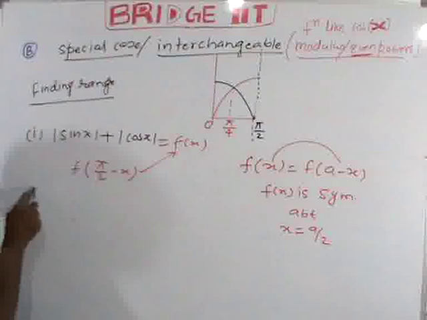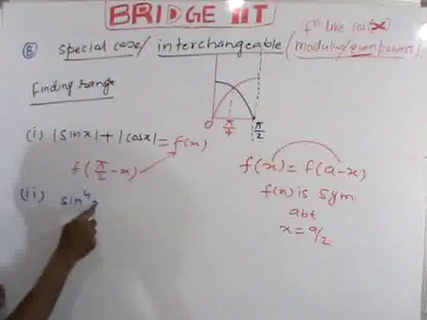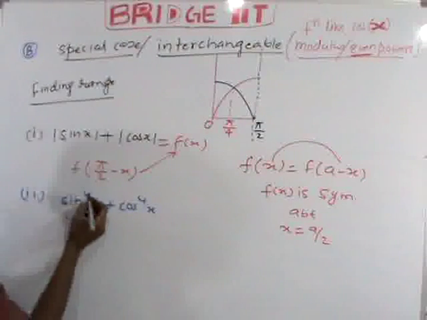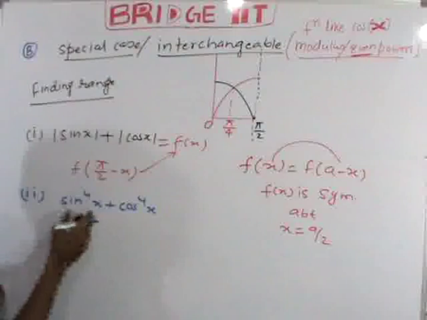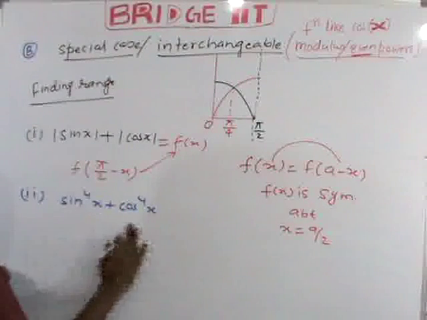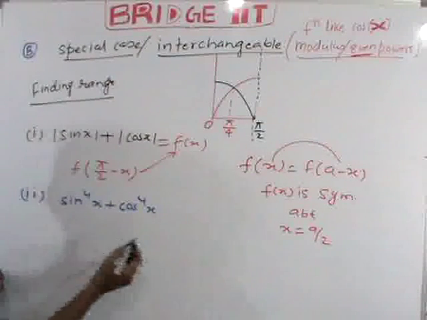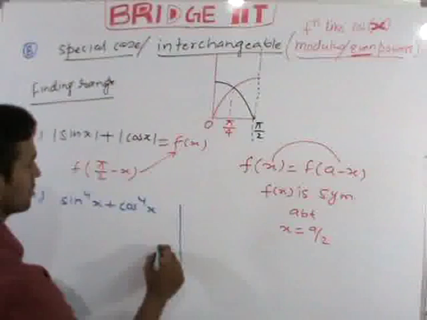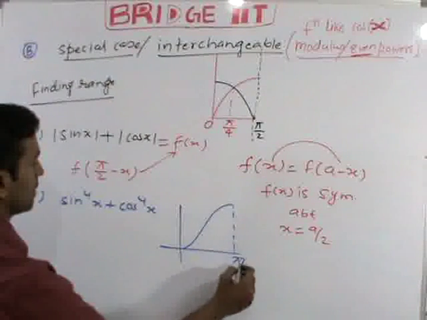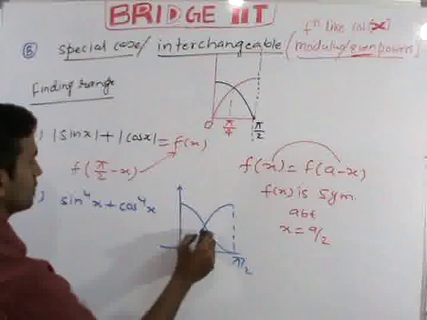Second one. Find the range of sine to the power 4 x plus cos to the power 4 x. Now you can take any power, but these two should be the same. Now this is again a case of symmetry. At 0, again you can draw the graph of sine to the power 4 x. This is like this, between 0 to pi by 2, and cos to the power 4 x is like this, between 0 to pi by 2.